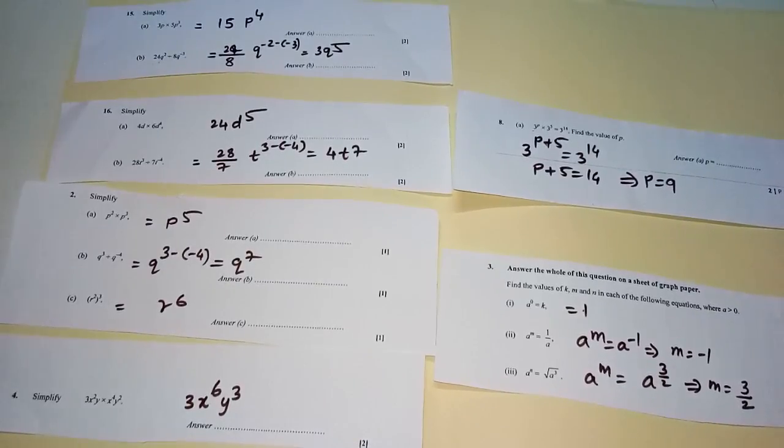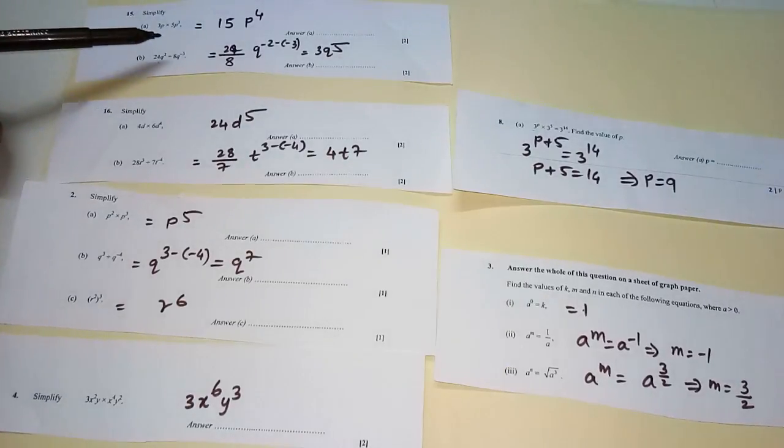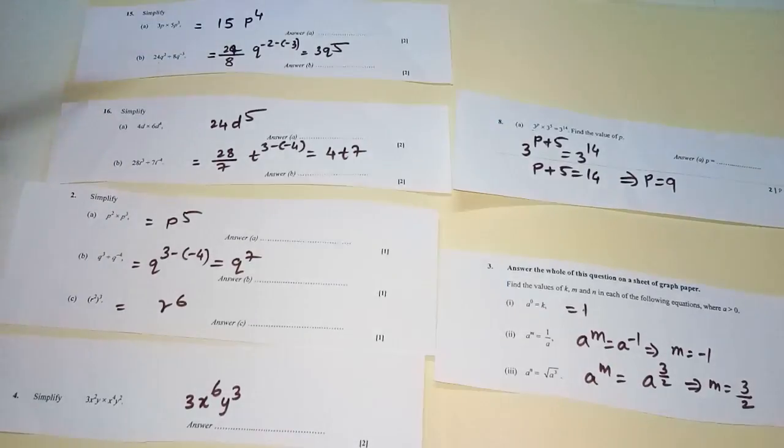Hope you finished trying these questions. So here is the answer for you. The first one is 3p times 5p cubed, which is 3 times 5 is 15, so 15p to the power 4.